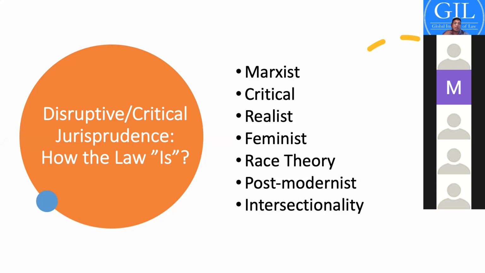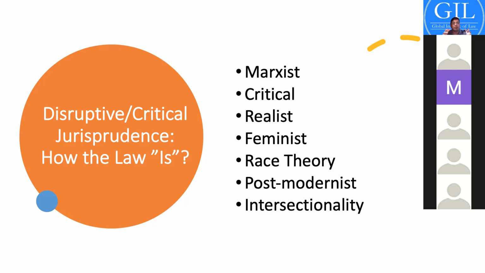Postmodernists basically challenge the assumptions in the law about its independence, about its neutrality, about its fairness. And intersectionality scholars invite us to look through multiple lenses. These are the lenses of feminist theory, race theory, and postmodern coloniality, in order to understand a phenomenon.